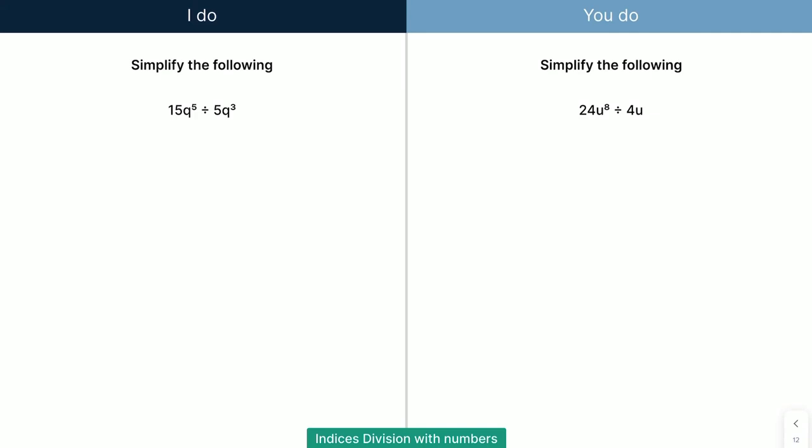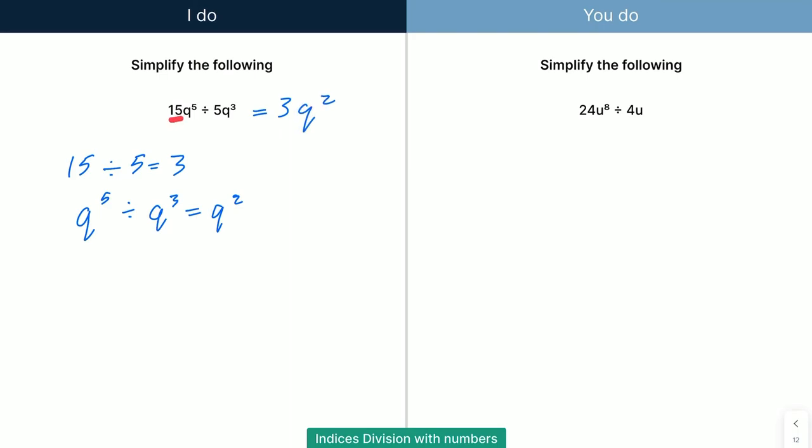Now moving on, we've now got numbers and we've got indices. So with these, we can do the numbers first. So if I write that out, we can do 15 divided by 5, which gives me 3. So we know the answer has a 3 in it. And then we can do the letters, which is going to be q to the power of 5 divided by q to the power of 3. That's just going to become q to the power of 2. So the final answer is just that, yeah?